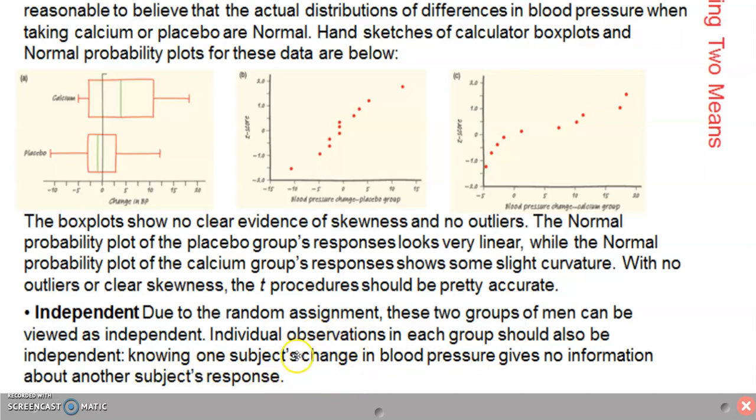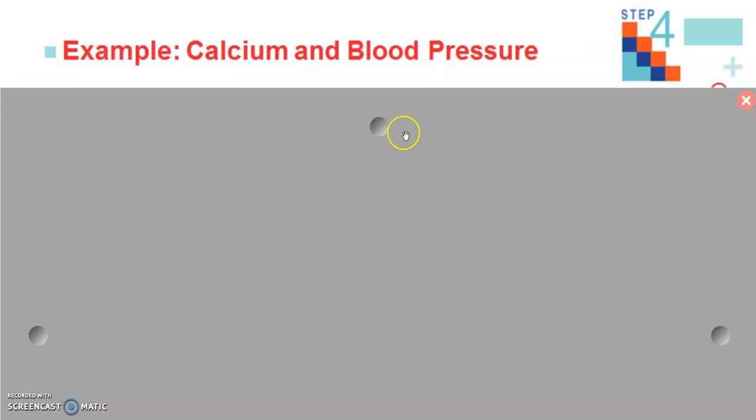Notice I'm not checking the 10% condition because I'm not sampling without replacement here. These were volunteers in an experiment. I'm not sampling from a large population, so I'm not checking the 10% condition. Next, we move on to the do portion.